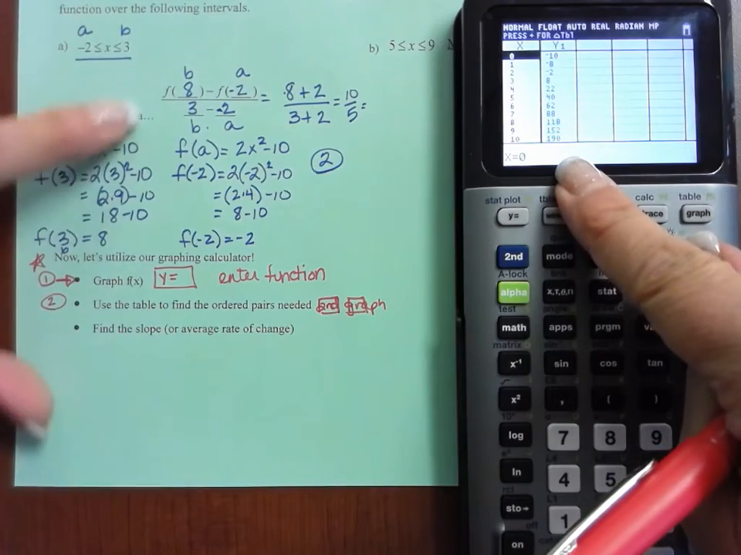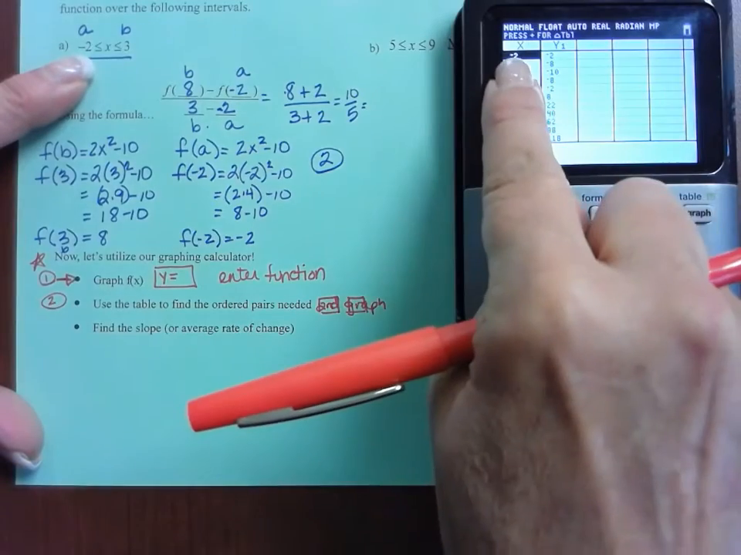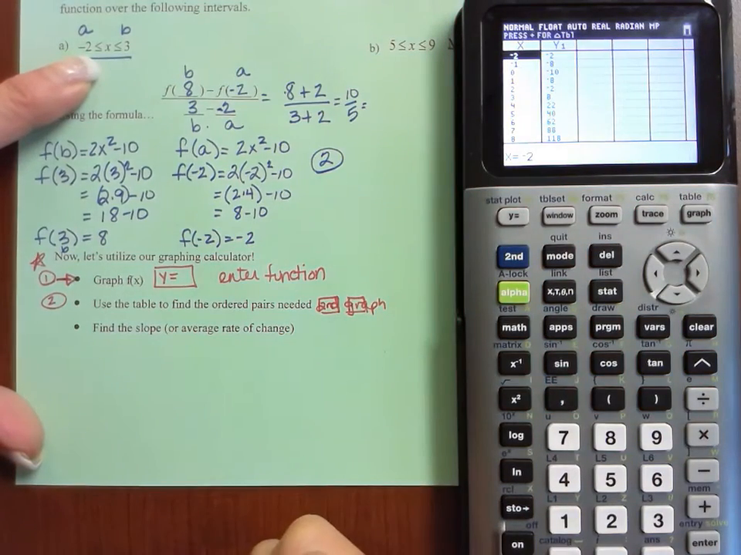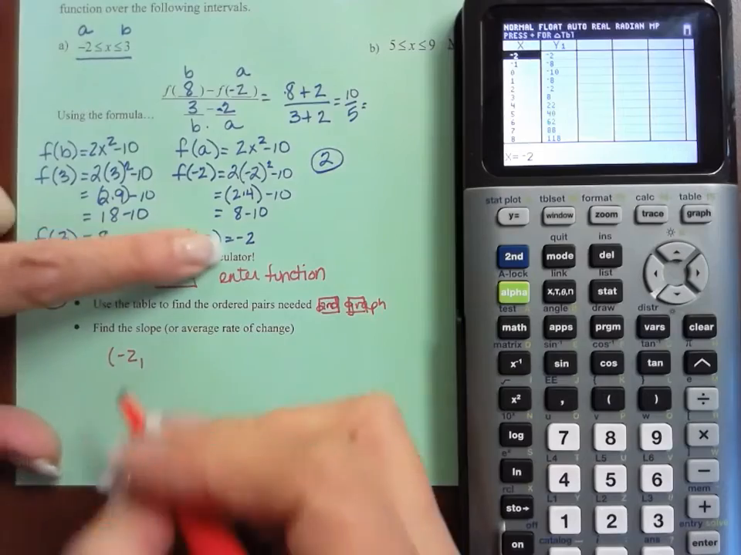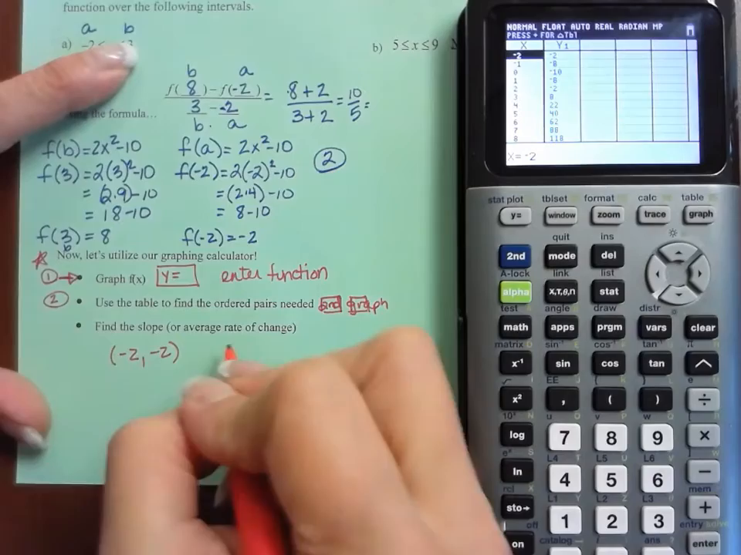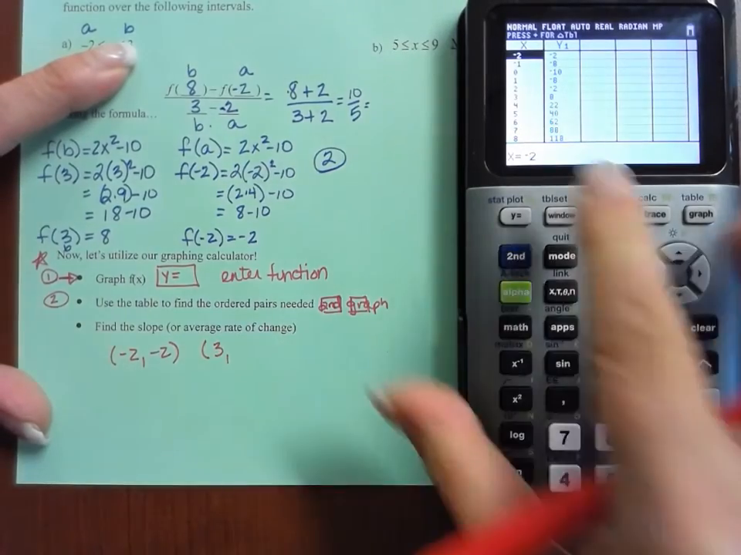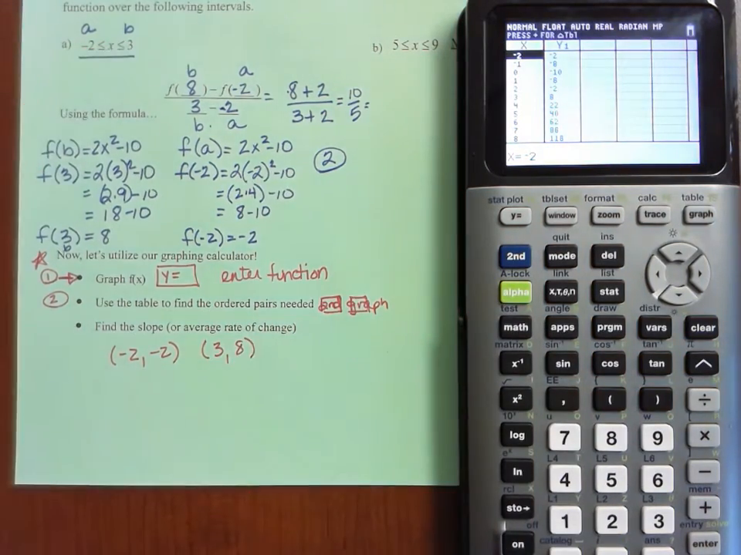So, to find my rate of change, I can say, okay, what is my x at -2? I'm going to have -2, -2. Oh, look, that's what we found by plugging it in. And then I want to find from 3, that gives me a value of 8. That gives me the same thing as well. And so now I can use my slope formula.